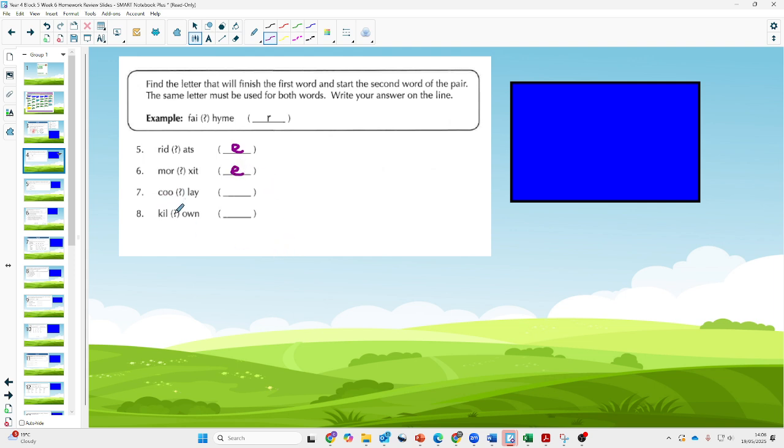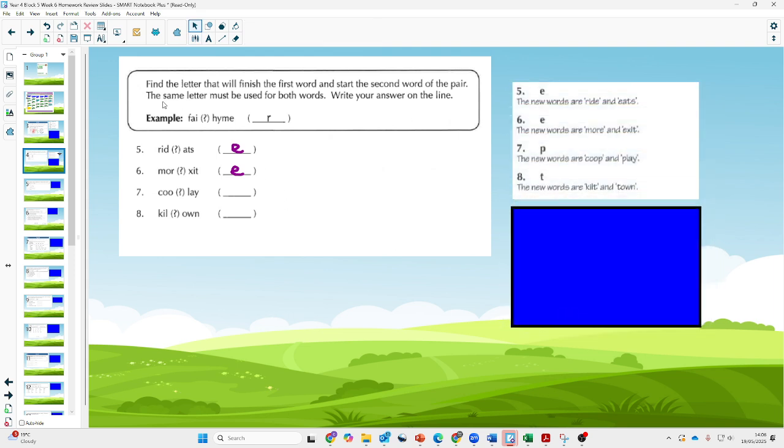Then we're going to have, let's have a little think what we would need to put into there. Might need to use the answer options a little bit to guide us here. So we're going to have a P here, and that's going to be for coop, like a chicken coop, and of course play. And then the last one, we're going to need a T for a kilt, what the Scots wear, and town.